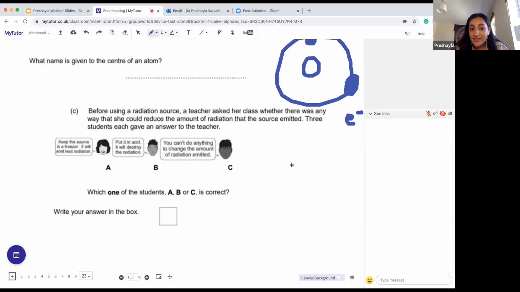Okay, those of you getting the correct answer. The name given to the center of the atom is the nucleus.